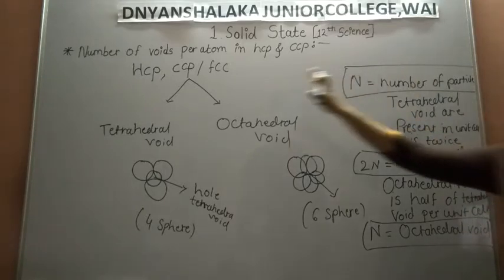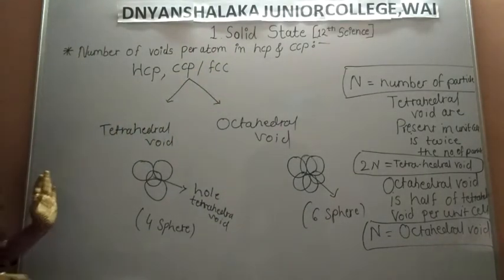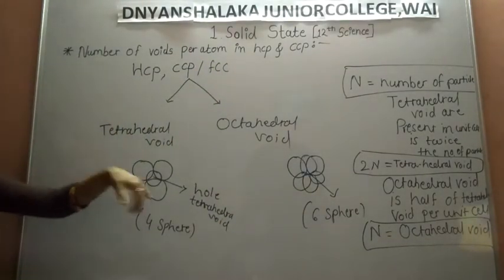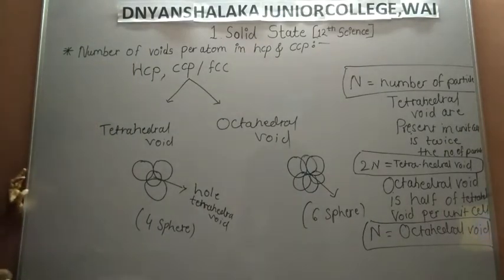So this is the concept of the number of voids per atom in HCP and CCP. This is the full theory concept of the number of voids per atom in HCP and CCP.